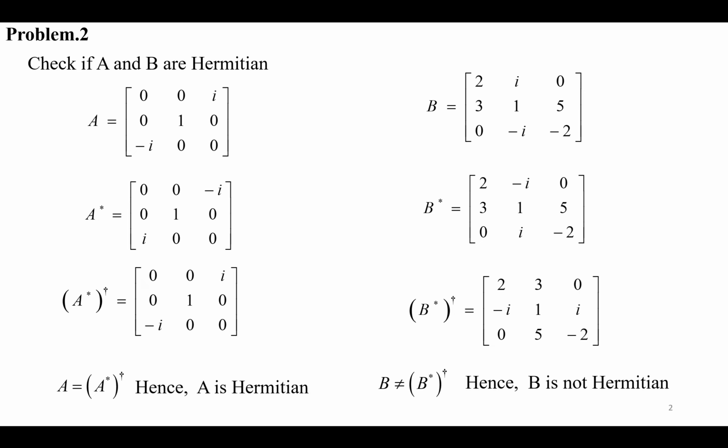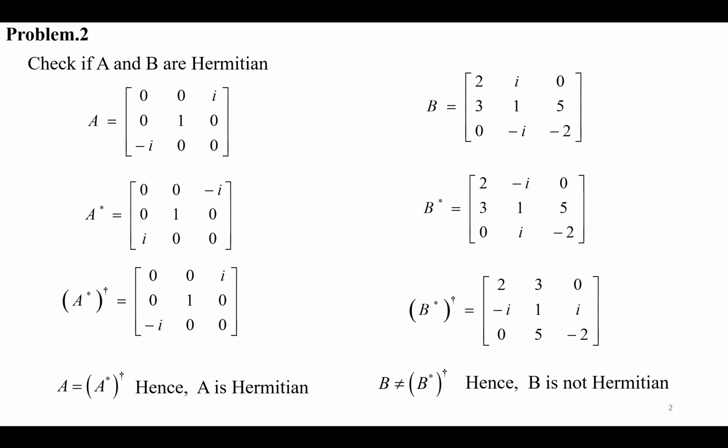So for the Hermitian, just take the complex conjugate. Taking the complex conjugate of A will give you 0, 0, minus i, 0, 1, 0, i, 0, 0. That is, wherever you find i, you just substitute minus i. Wherever you find minus i, substitute i. That's all.